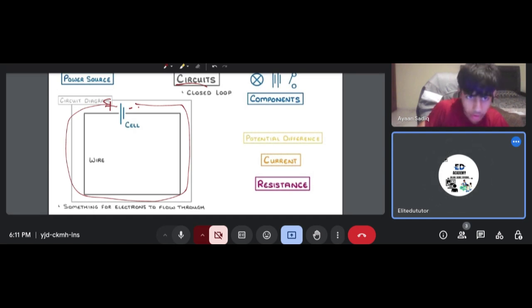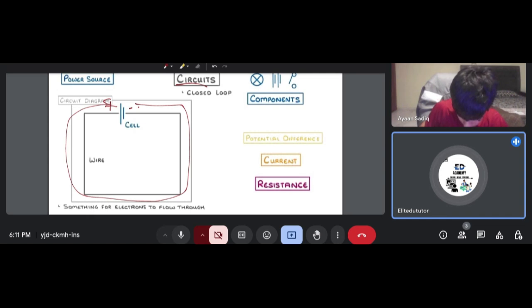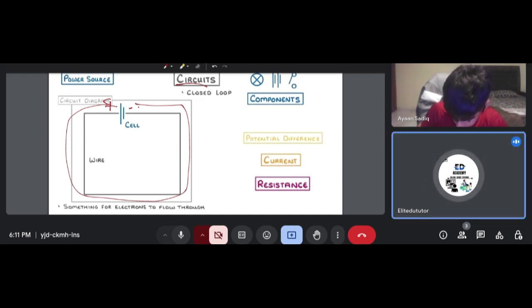Done? The definition of the circuit is closed loop in which current is continuously flowing. Okay. Now you have to draw the circuit as well. I will explain it to you according to the components. Okay, you just have to write one thing. I am done with the definition of the circuit.